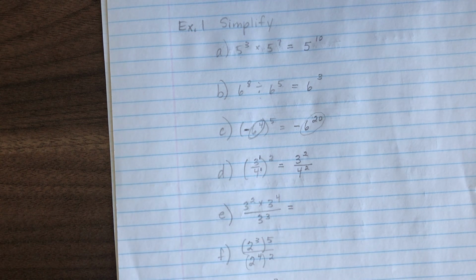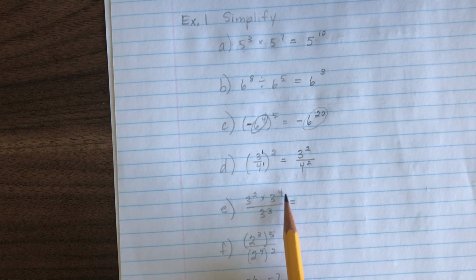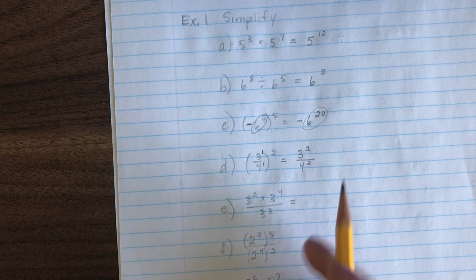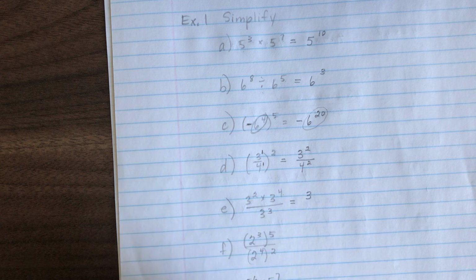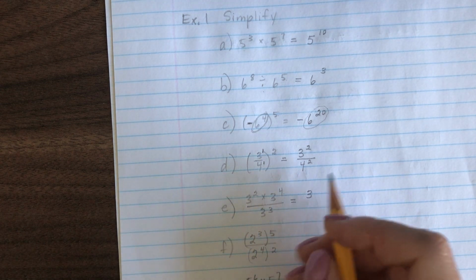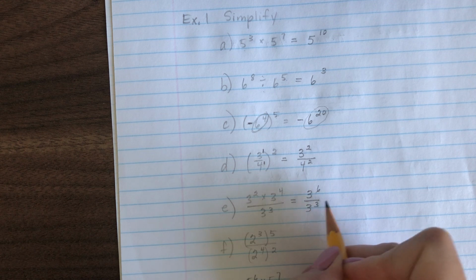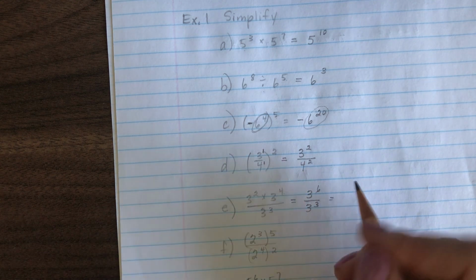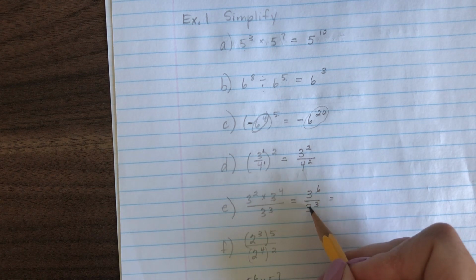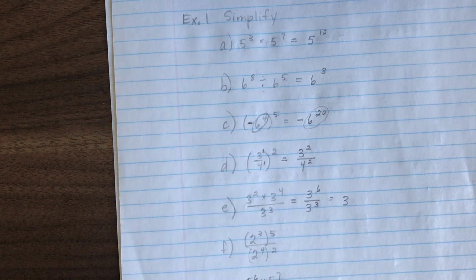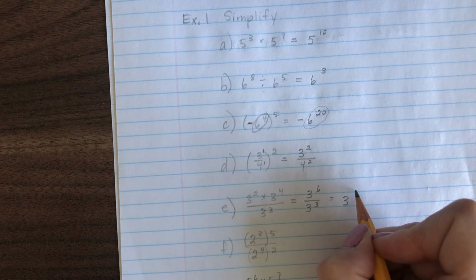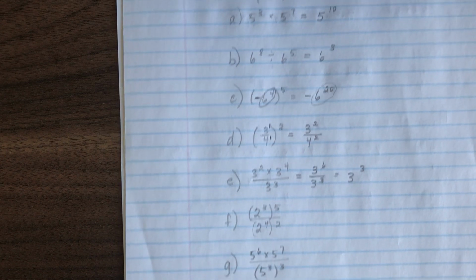Part E, I first have to simplify the numerator by applying my product rule, which means that I keep the base the same. So I keep it as 3, and I add the exponents of 2 and 4 to give me 6. Now I'm going to apply my quotient rule since now I'm dividing. I keep the base the same, so again it's going to stay as 3, and I'm going to subtract my exponents. So 6 take away 3 gives me 3.